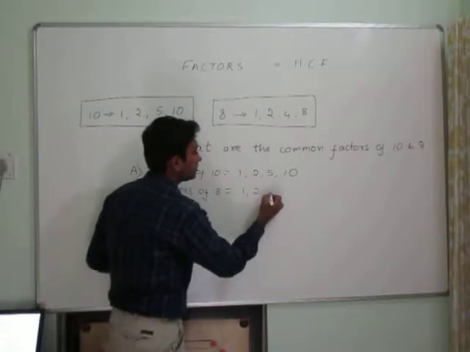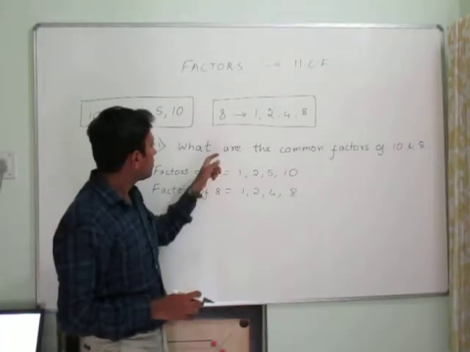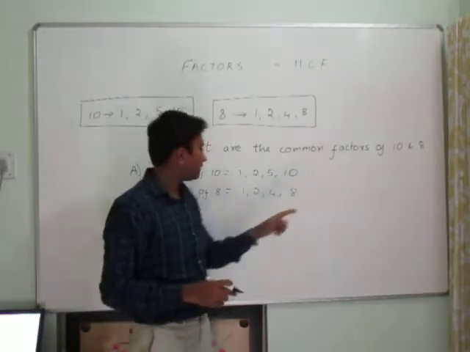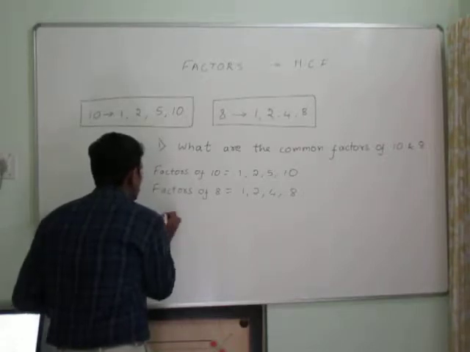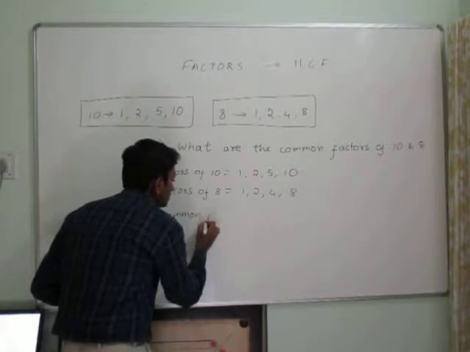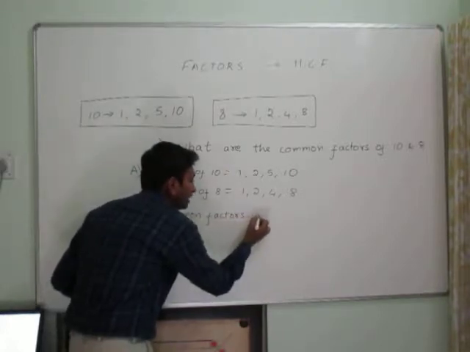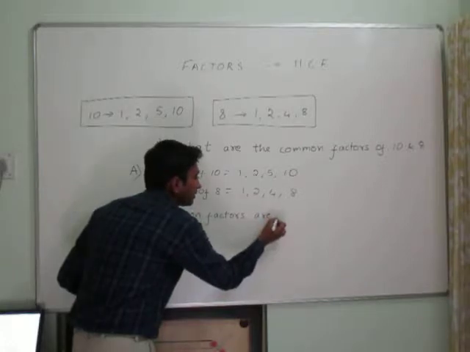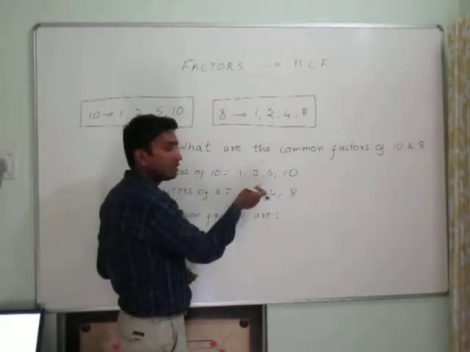1, 2, 4, 8. Now what's the question? He wants the common factors of 10 and 8. Therefore, what are the common factors? Check which numbers are repeated in both.